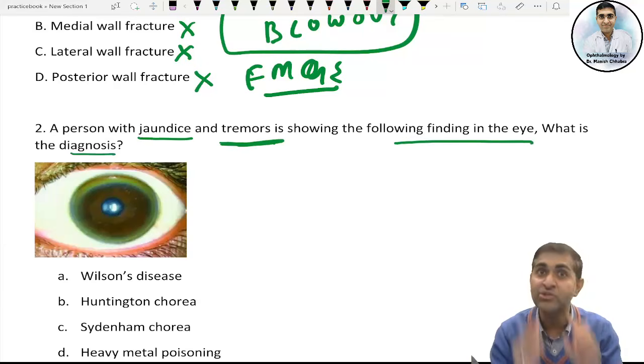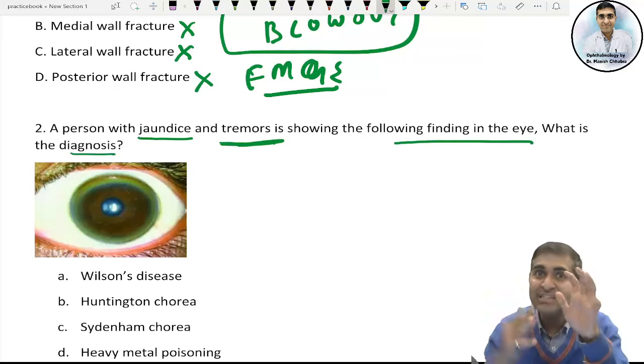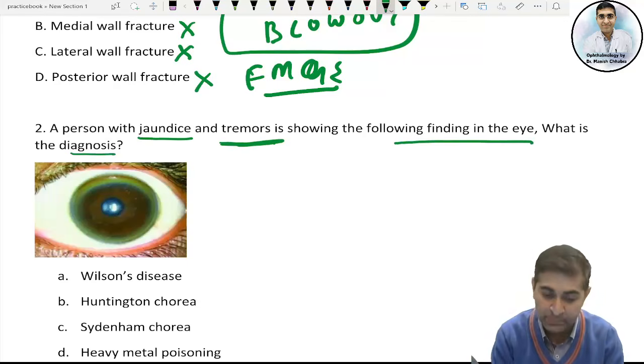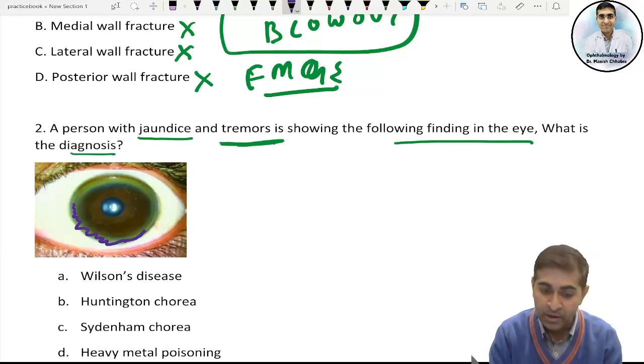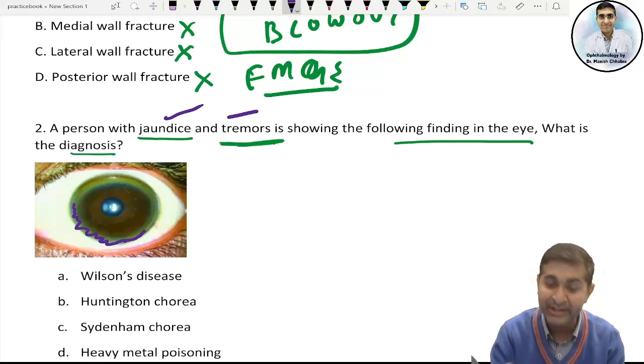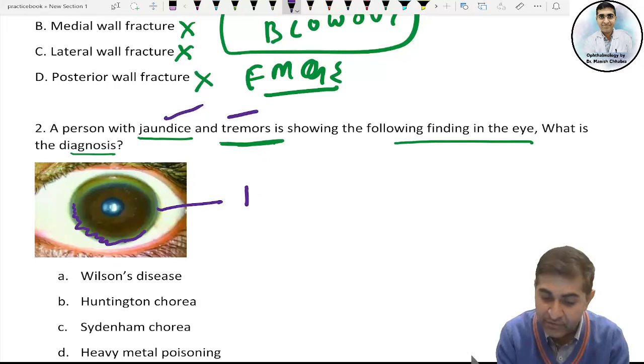What is the diagnosis? So boys and girls, this is an integrated question of medicine with that of ophthalmology. Now what is this peripheral greenish golden ring that you see? Now jaundice is there, tremors is there, so that goes in favor of something which is KF ring.